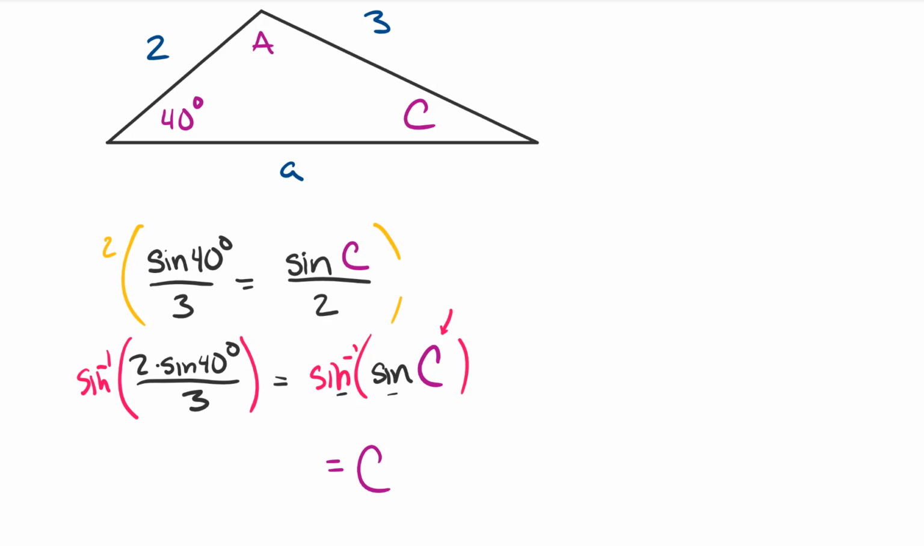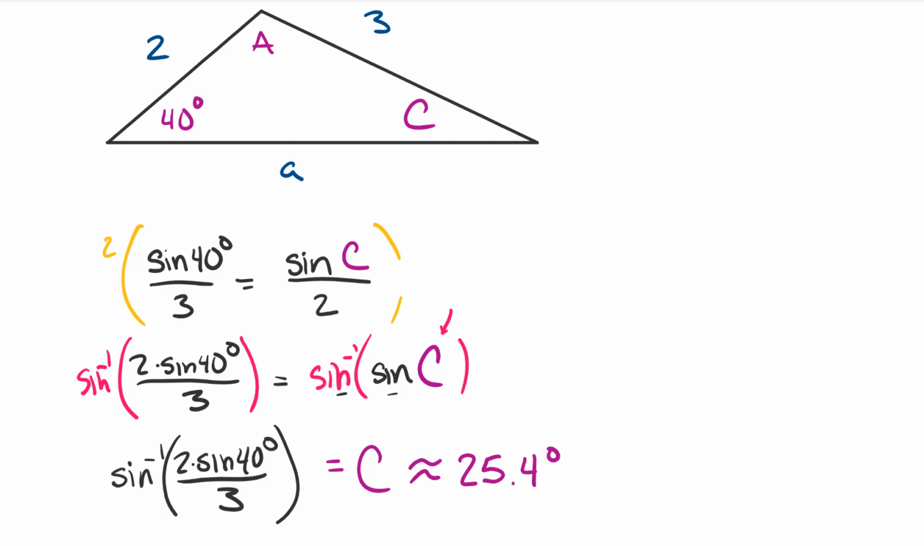This is an acute angle, equal to, and when we say it's sine inverse of 2 times sine of 40 degrees, all over 3, we are going to find that C, if you punch that into your calculator, is 25.4 degrees approximately. Hold on, I'm just going to round this. Oops, let's go with 25.37. My bad, I forgot we're rounding to 2.